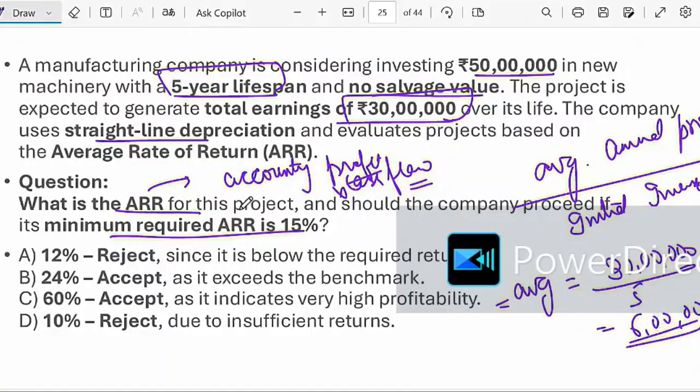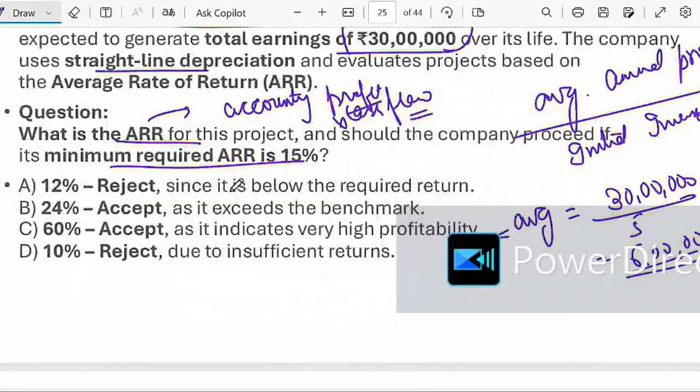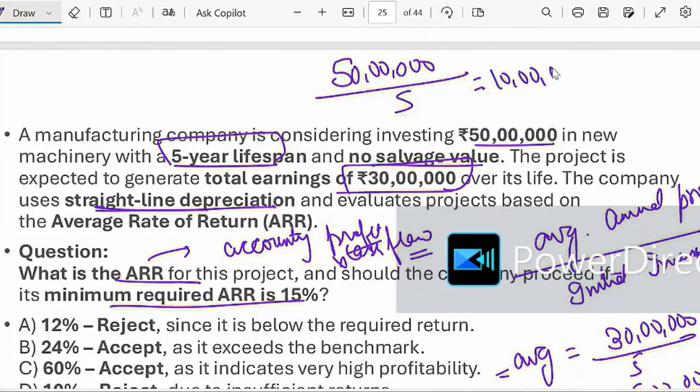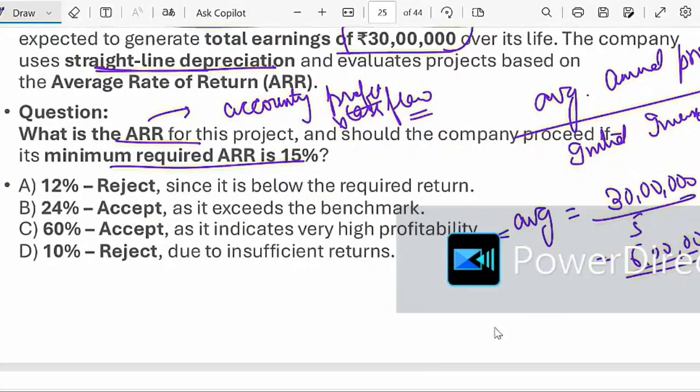But we have to take depreciation also into account because it shows accounting profit. What is the depreciation per year? Because it is written straight line depreciation, it means depreciation will uniformly decrease over the years. So depreciation per year is 50 lakh, the initial amount, divided by 5, which is 10 lakh. So this 10 lakh is the depreciation. We add back the depreciation because it is a non-cash expense. We have already discussed it, right? This depreciation is just written on paper, it is not an actual decrease. So since it's a non-cash expense, we add it back.